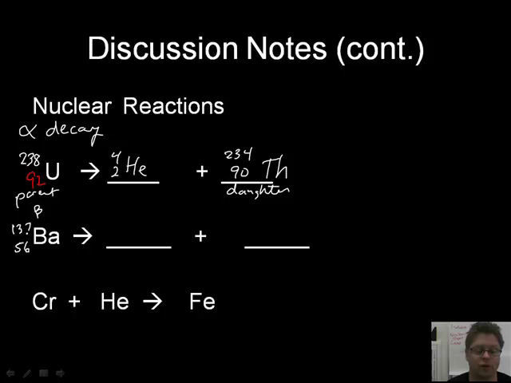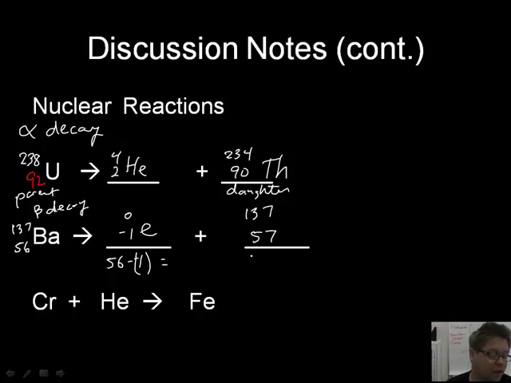So we take barium-137, we lose a beta particle, it's called beta decay. So here we need a beta particle, and then our other product, our daughter isotope, is 137 minus 0, which is 137, and then 56 minus negative 1, which equals 57. The atomic number goes up by 1, as we would predict from beta decay, and that gives us the element lanthanum, La.